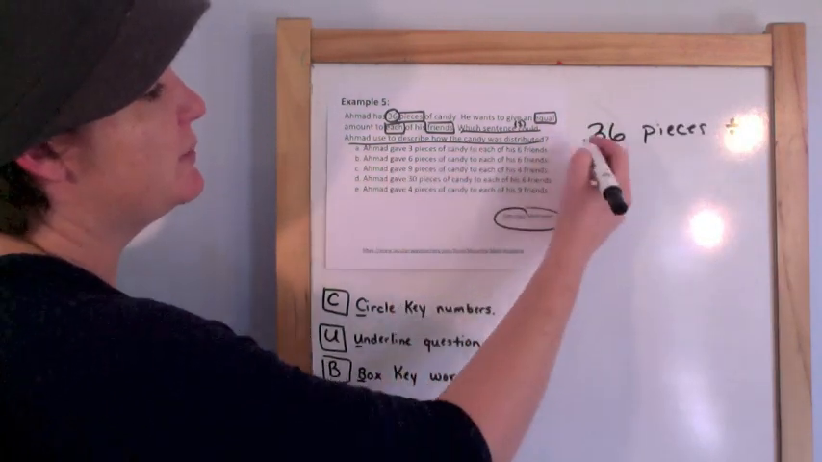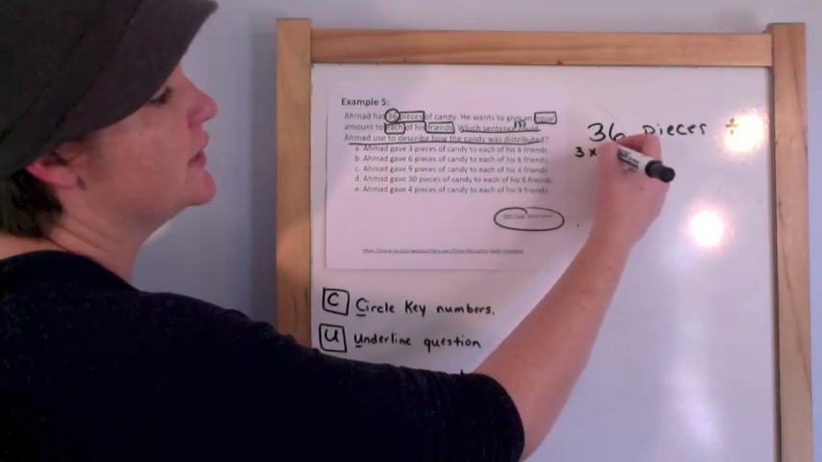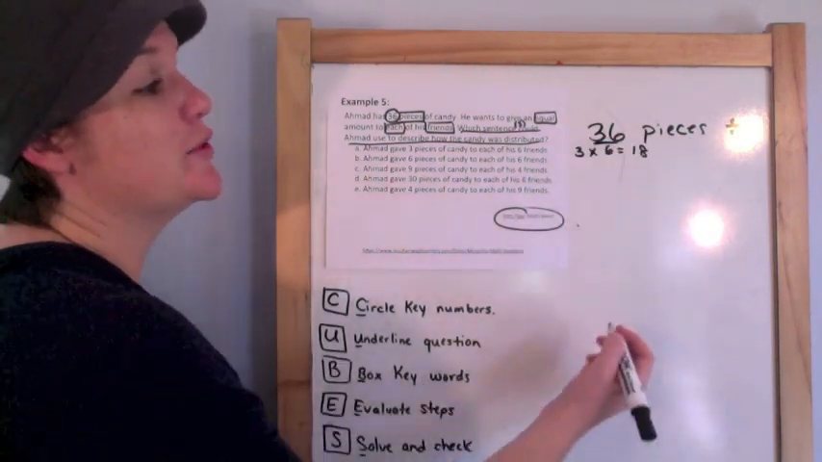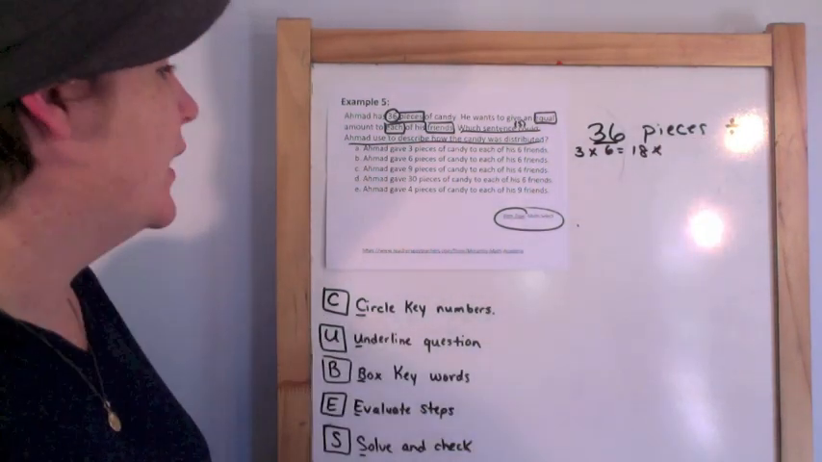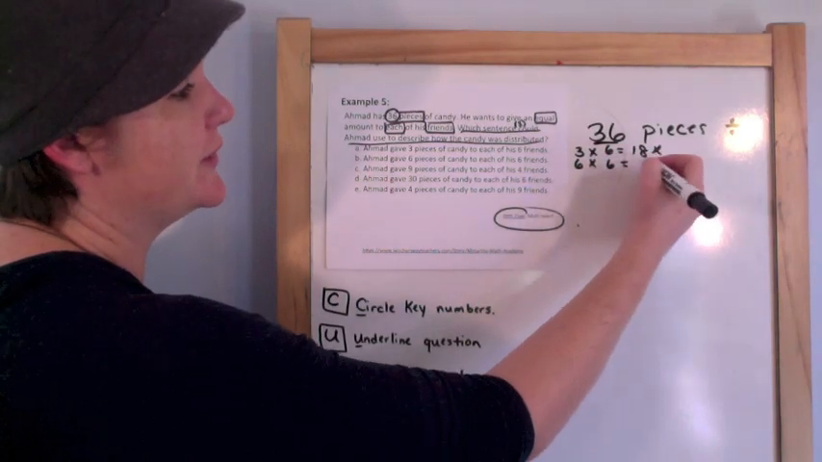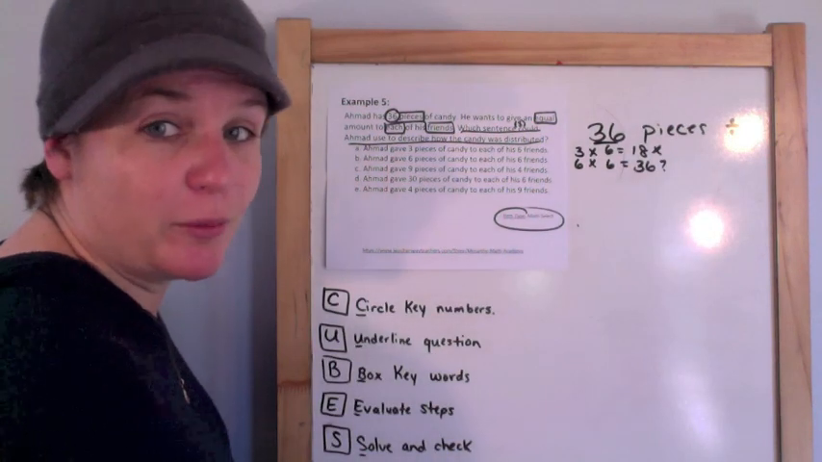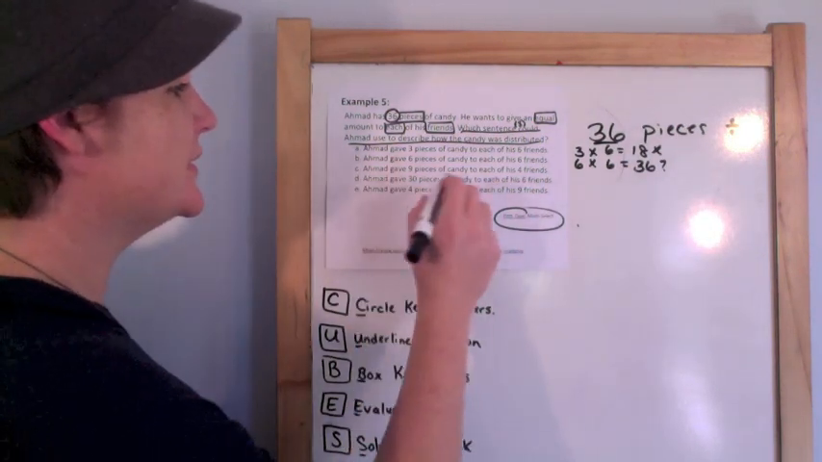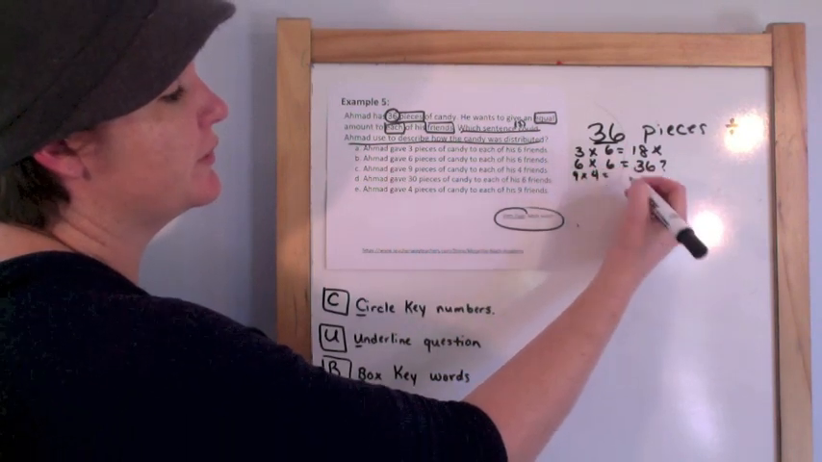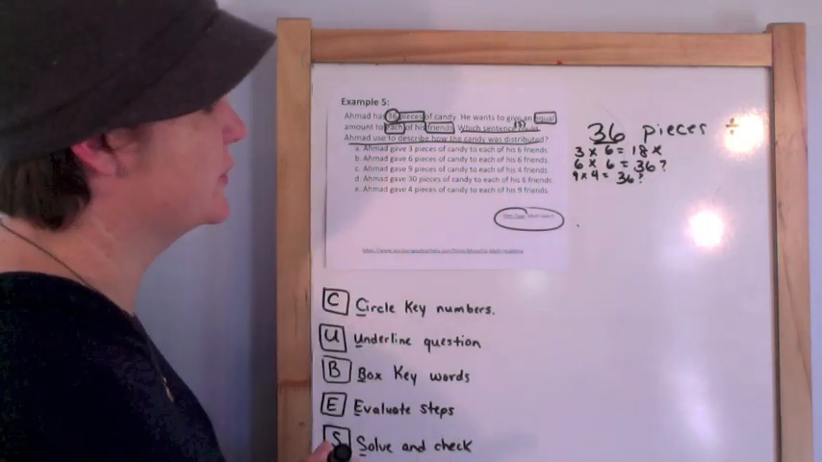Ahmad gave 3 pieces to each of his 6 friends. So that would be 3 pieces to each of his 6 friends. That would equal 18 pieces total. We want something that equals 36, so that is incorrect. Ahmad gave 6 pieces of candy, here you go, to 6 friends, an equal amount to everybody. 6 times 6 is 36. That would be a reasonable answer. C, Ahmad gave 9 pieces of candy to each of 4 friends. That would equal 36 too. So it looks so far like we have 2 answers.